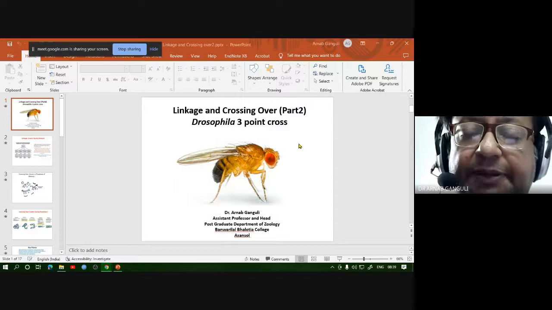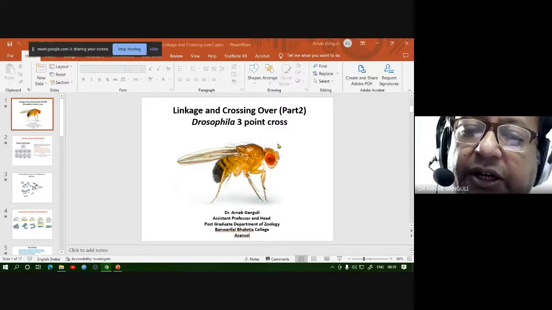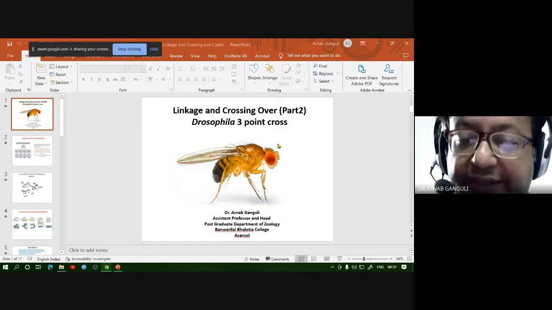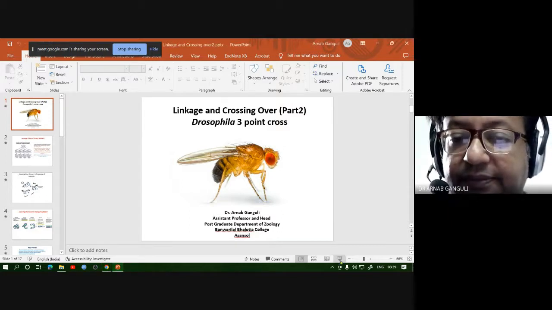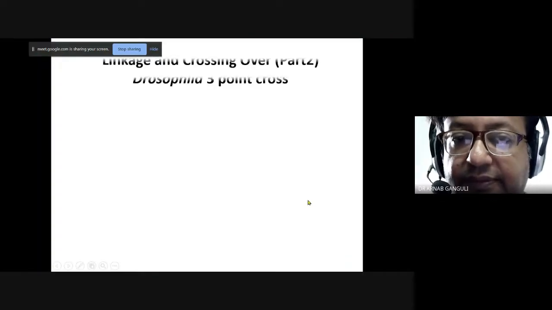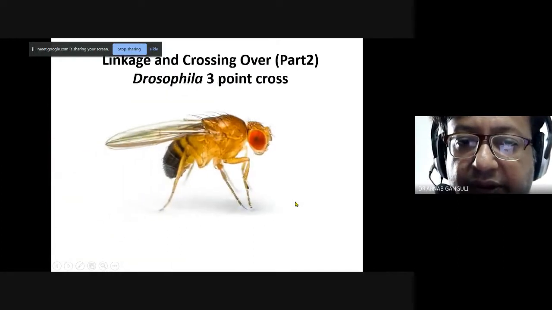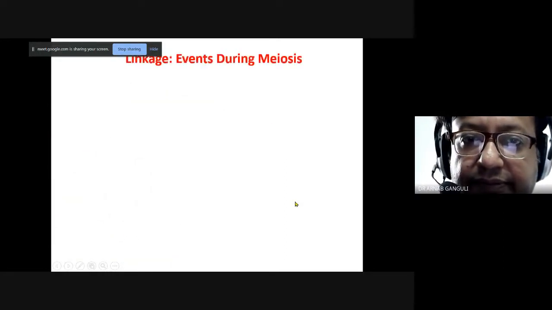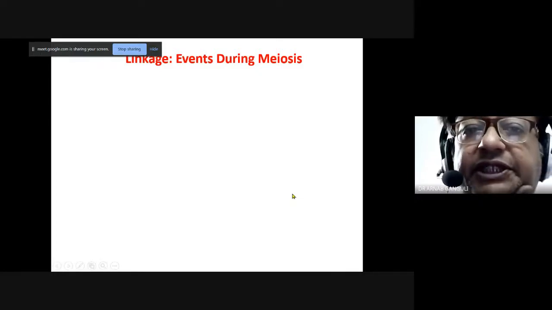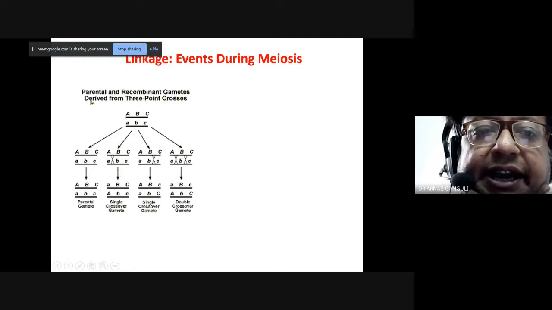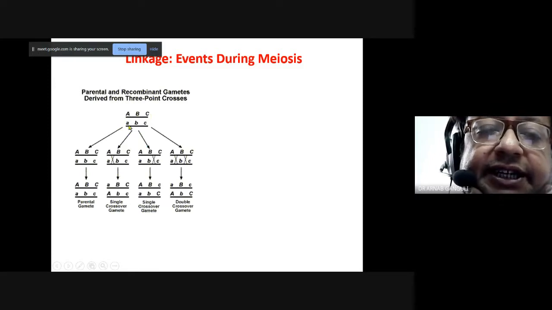Now we will see what happens when you do a 3-point cross, the distance between three genes, and this was done in Drosophila. So let us look at the events which take place during meiosis. You have the parental and recombinant gametes derived from 3-point crosses. Capital A, capital B, capital C, and it's a heterozygous. You have small a, small b, small c.